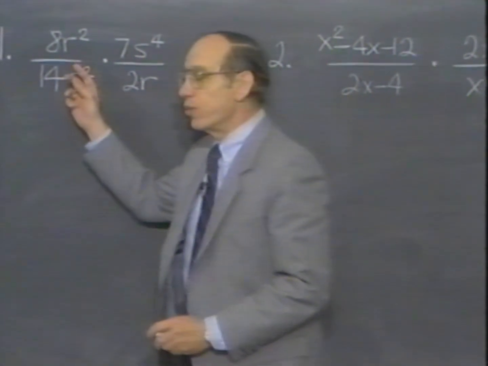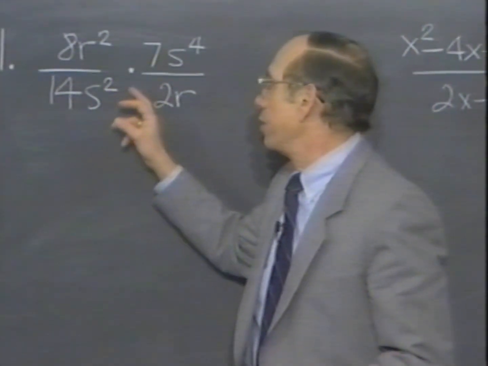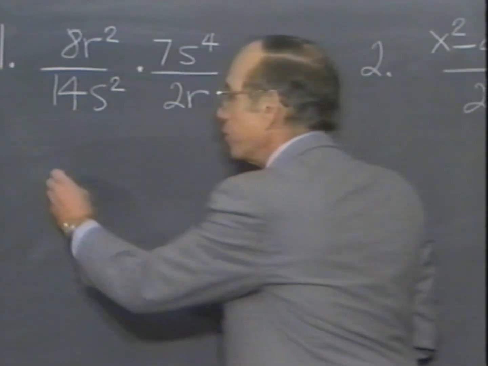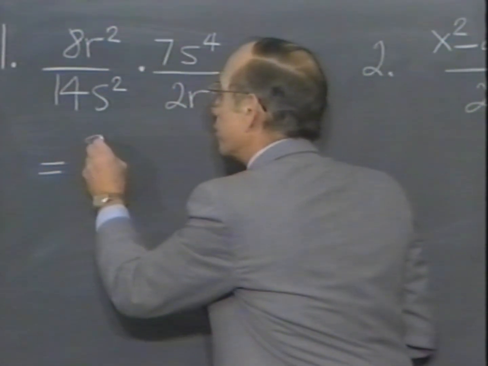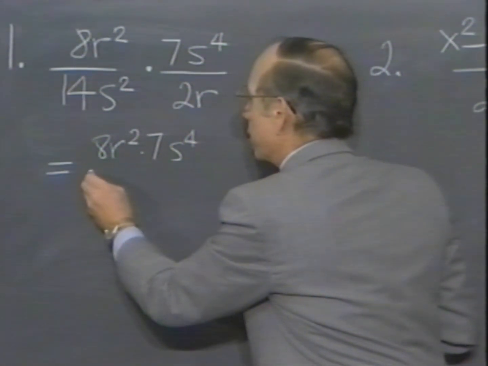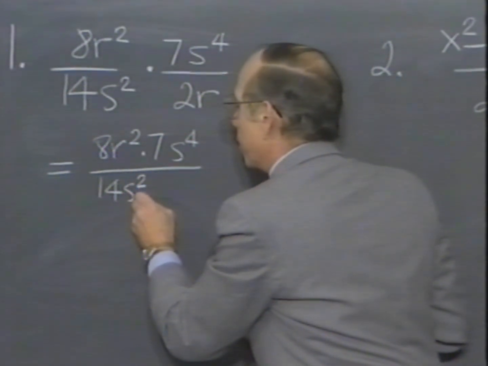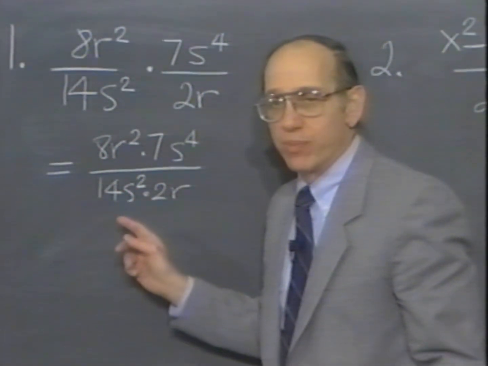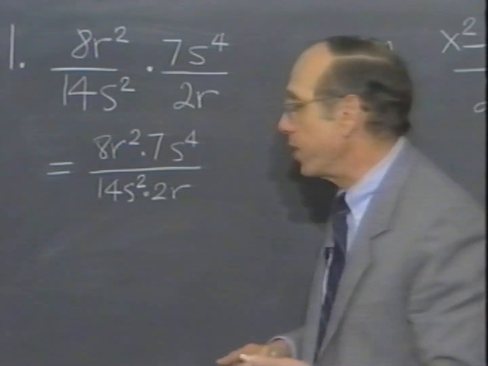For example, if you look at number 1, you have the fraction 8r squared divided by 14s squared times the fraction 7s to the 4th divided by 2r. Now, when we multiply the two fractions, as I said, we simply multiply the numerators together and we multiply the denominators together. So really we have 8r squared times 7s to the 4th divided by 14s squared times 2r. Now, of course, we could do this multiplication out, but there's no need to because we're going to be dividing out common factors, so we might as well divide them out right away.